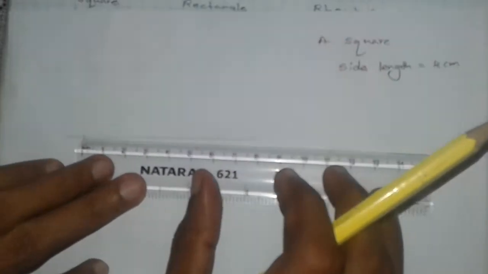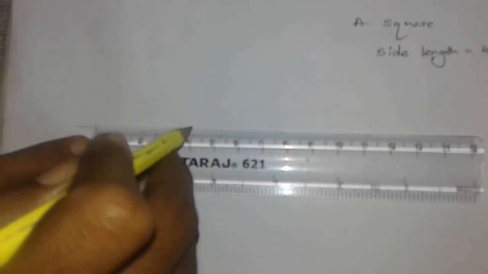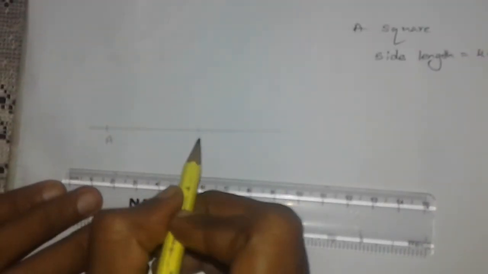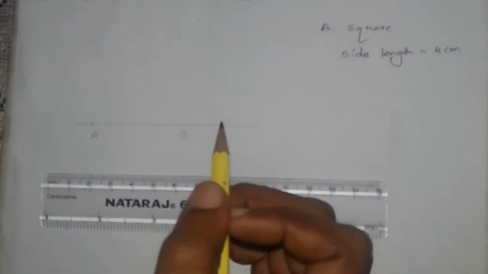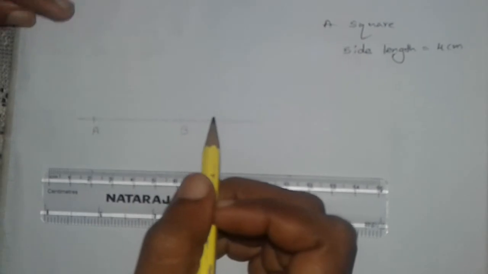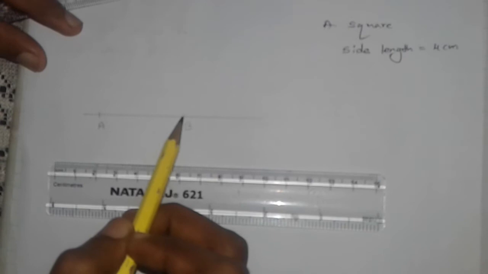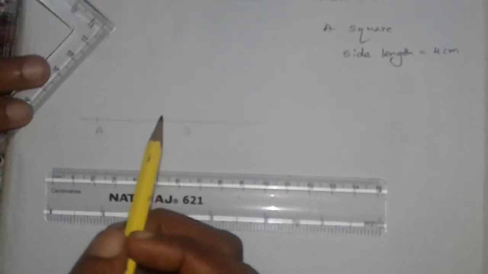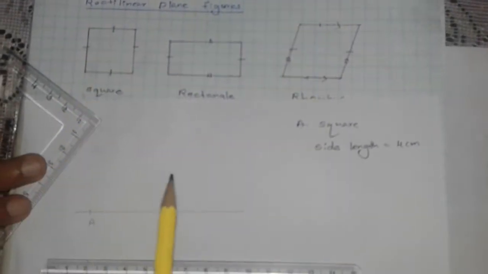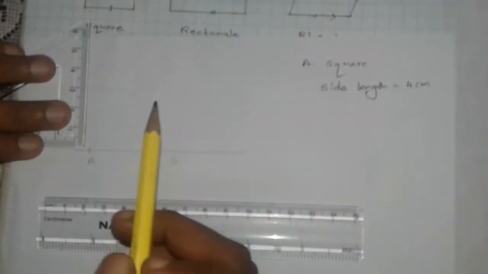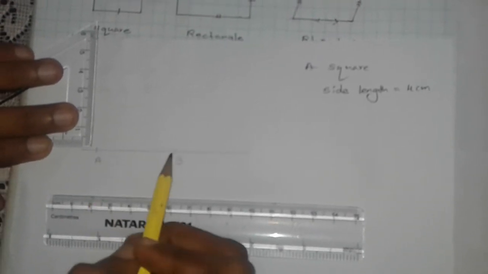So here I am going to measure 4 centimeter. Okay, this is the point. I mark this as B. So then I have to draw perpendicular lines at the point A and also at the point B. Why? Because all angles are right angles in a square. So therefore, I have to draw perpendicular line segments at the point A and at the point B.